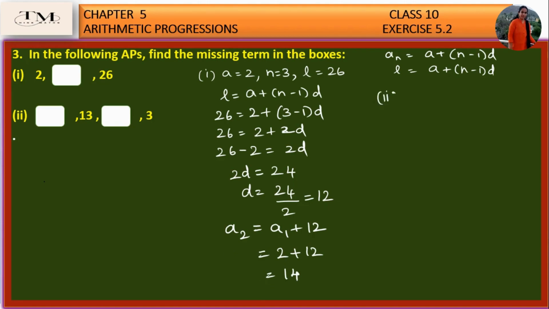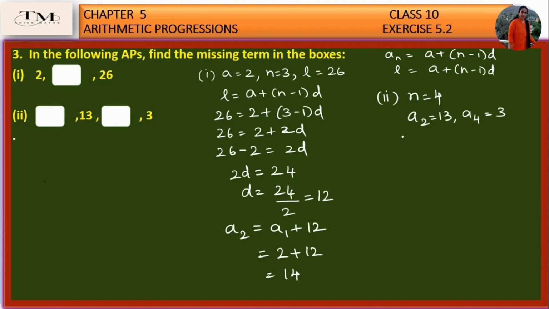The same way, the second problem. In the second problem, the second term and last term are given. So here there are 4 terms, n is equal to 4, and a2 is equal to 13 and a4 is equal to 3. So these are the things given. We have to find a and d to find out the next 2 terms, the first term and third term.